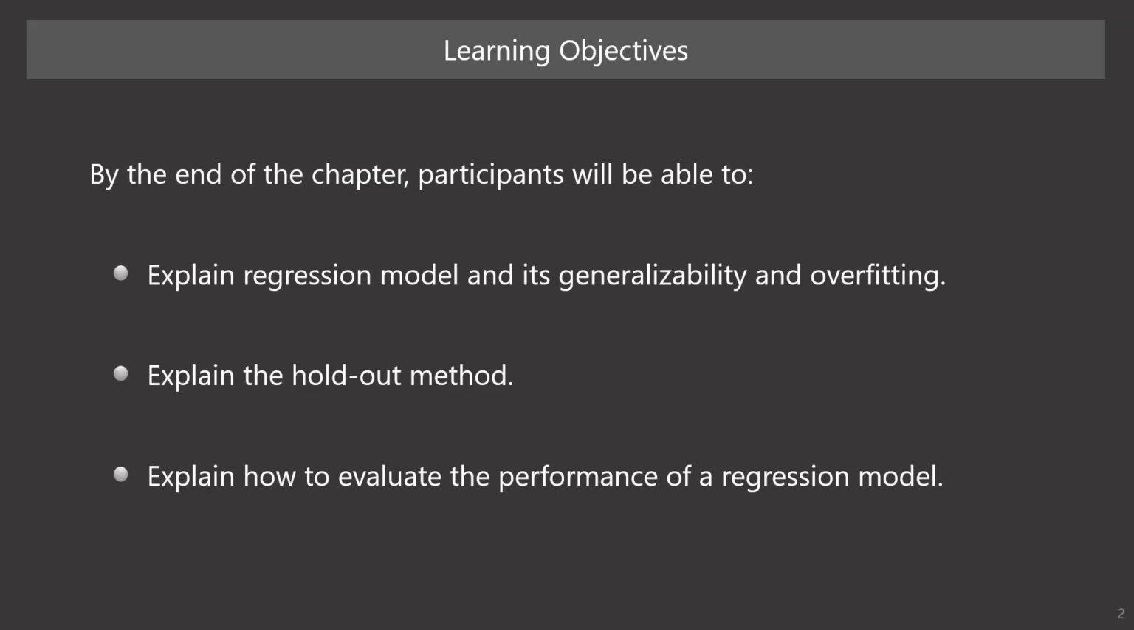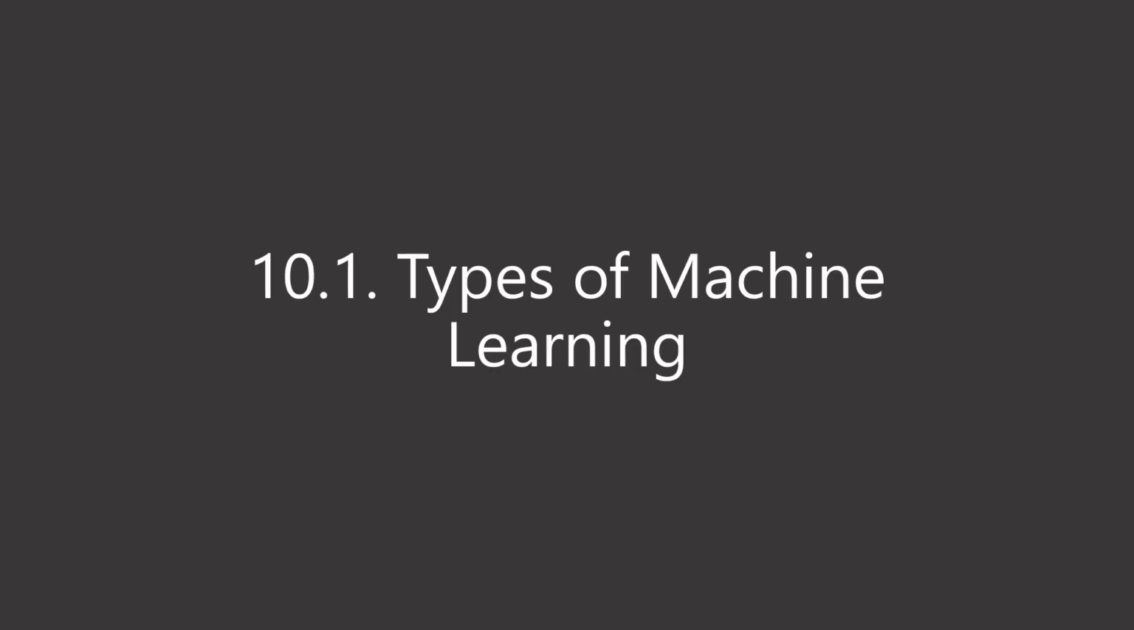By the end of this chapter, you will be able to explain the concepts of regression and the model's generalizability and overfitting, explain the hold-out method, and explain how to evaluate the performance of a regression model. As an introductory section of this chapter, let me show you the overview of predictive analytics and the typology of machine learning.